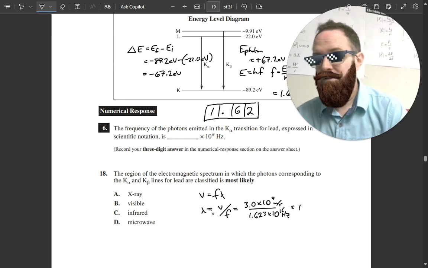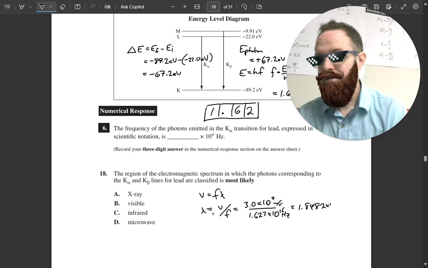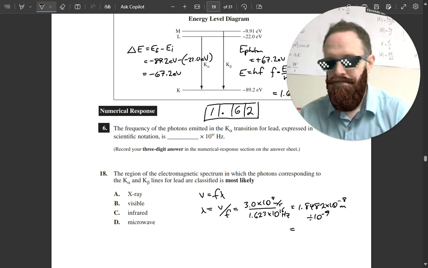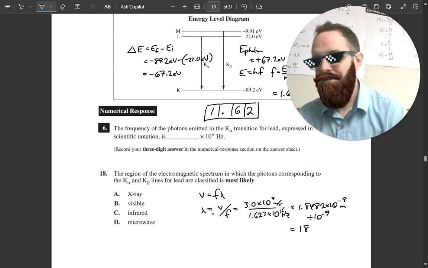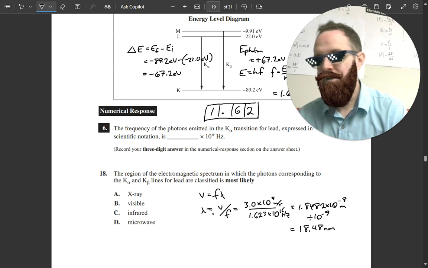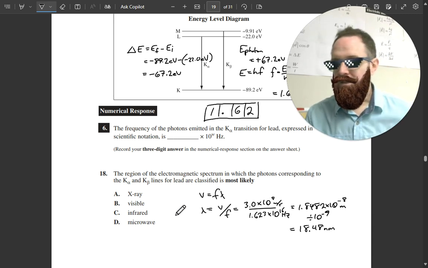Okay, I still don't know what it is right now, okay? Because it's in meters. So negative 8 meters. And I'm just going to quickly divide this by 10 to the negative 9. And I get 18 nanometers. Okay, so 18.48 nanometers. Okay, so looking at my options here.